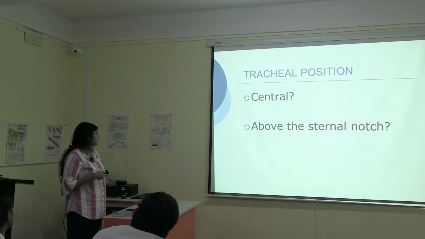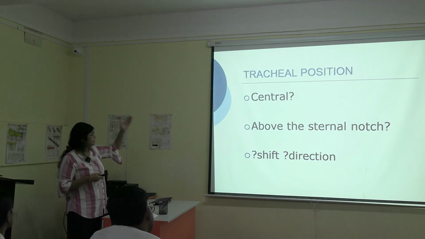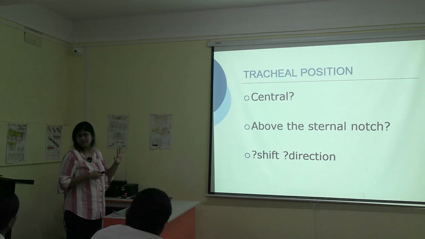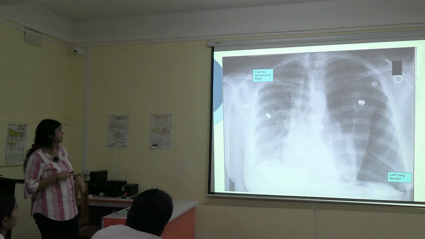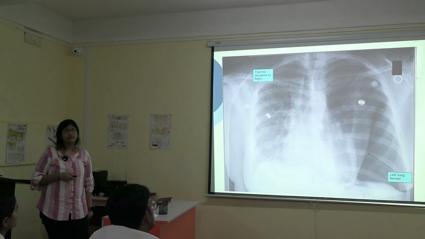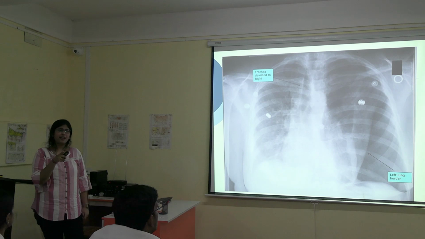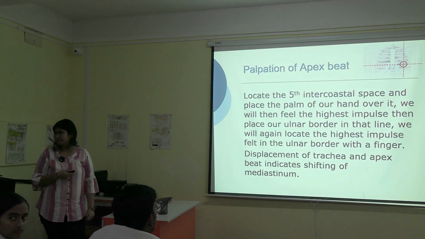Yeah, that's your tracheal position. All clear? Palpation of trachea done. See, this is the deviation of trachea to the right side. Can you all appreciate? Everybody can understand now?